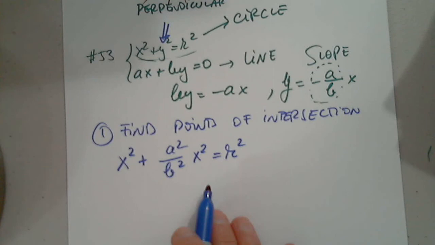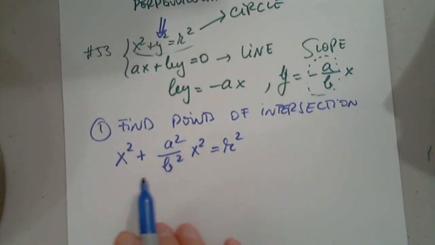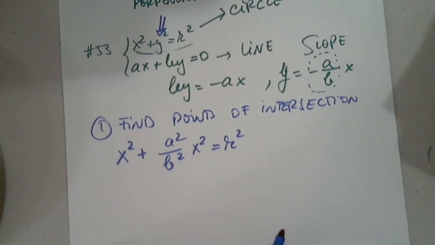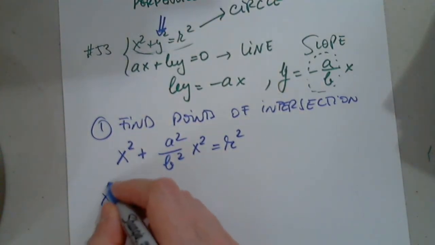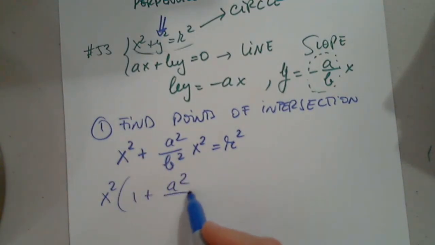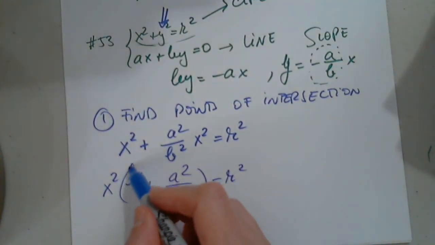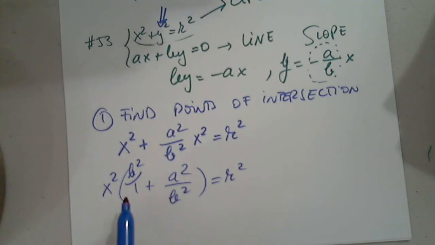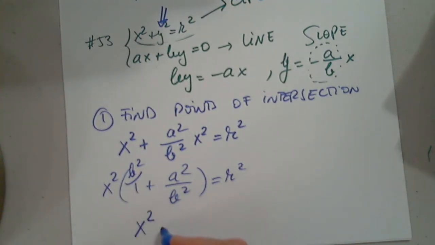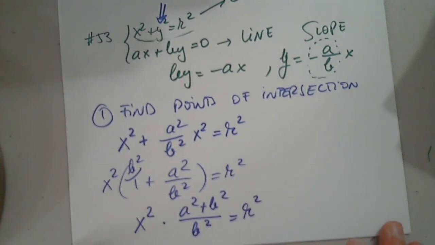I want to solve for x squared. What do I have to do next? Can I combine like terms, or is there another way? Factor out the x squared. Very good, of course. And I will find the least common denominator. Let me write it like this first so you can see it. The least common denominator is b squared, so I have b squared plus a squared over b squared. Or in the correct order, x squared times a squared plus b squared over b squared equals r squared.